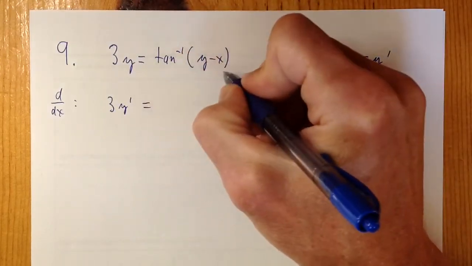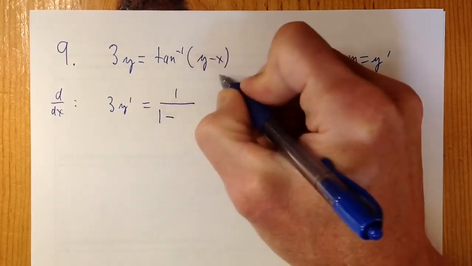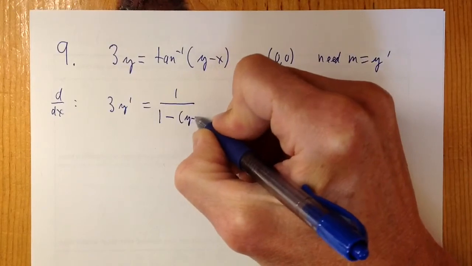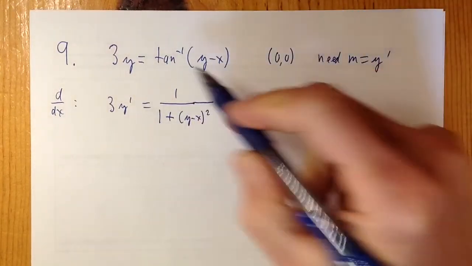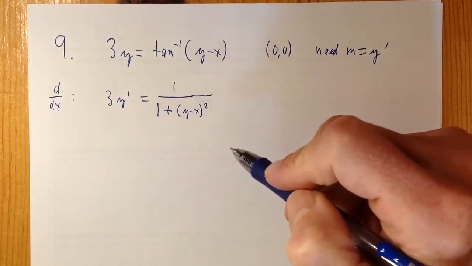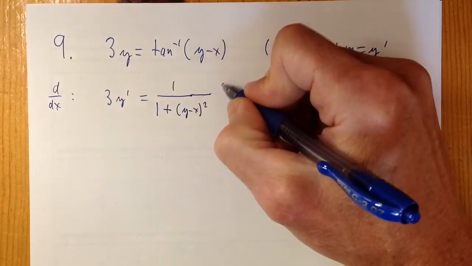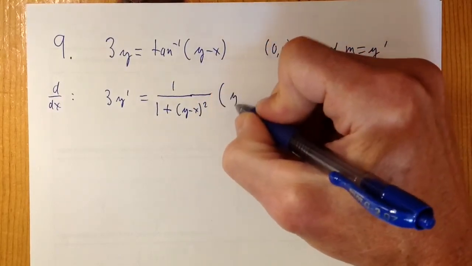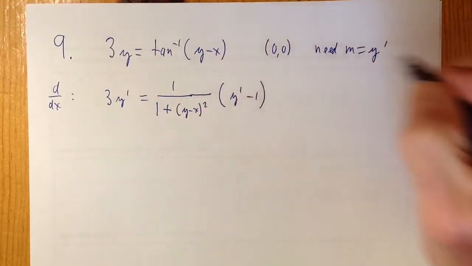The derivative of inverse tangent of anything is 1 over 1 plus that thing squared. So y minus x squared, it's plus. The derivative of inverse tangent is 1 over 1 plus x squared, like we did in the earlier problem, times the derivative of what's inside. The derivative of y is y prime. The derivative of x, because we're taking the derivative with respect to x, is 1, so y prime minus 1.